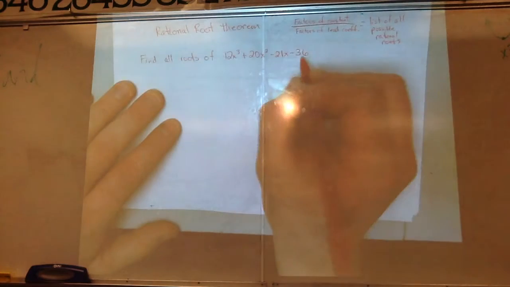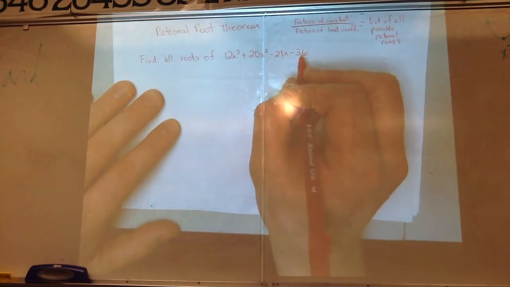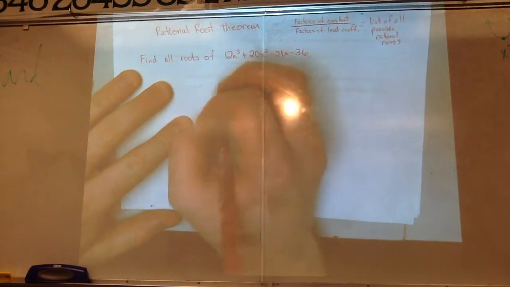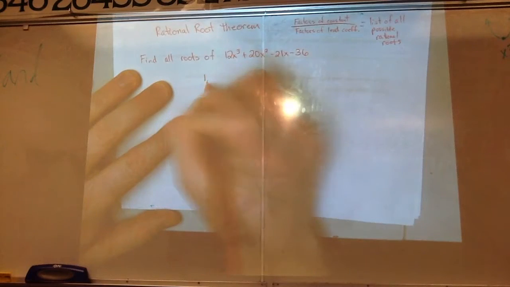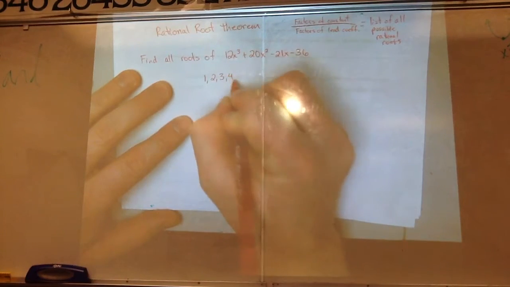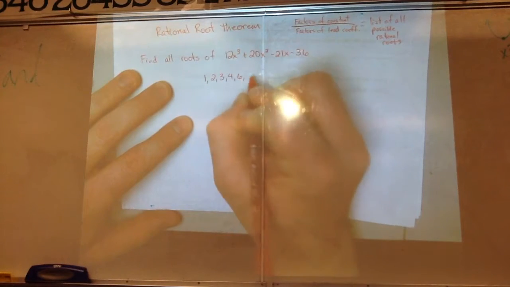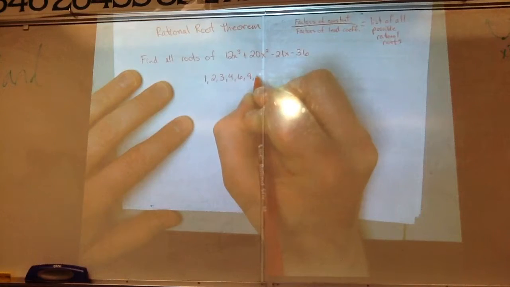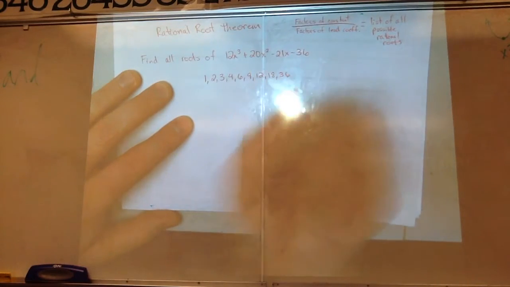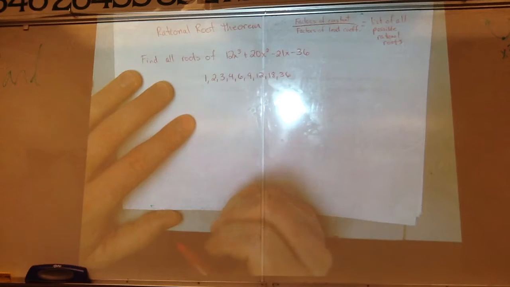Which one's the constant? Two. But how many possibilities are there? How many factors of 36 are there? 1, 2, 3, 4, 6, 9, 12, 18, and 36. Those are all the possible factors of 36, right?